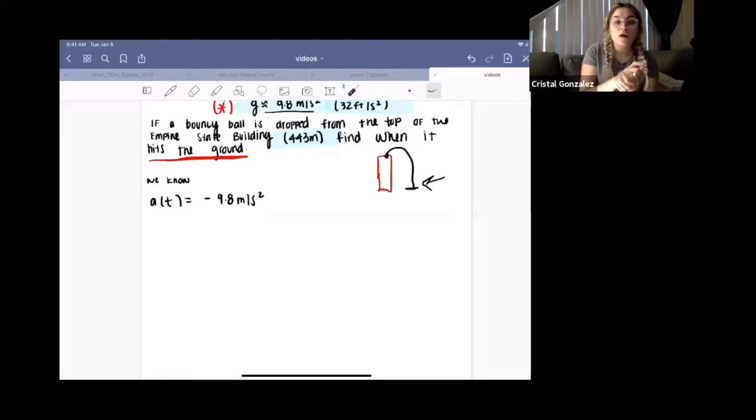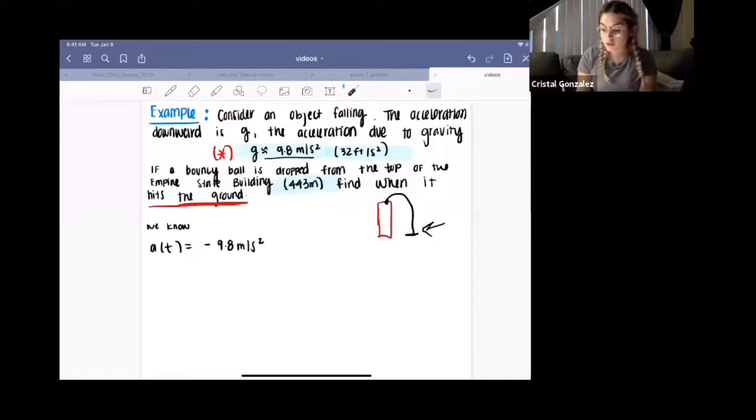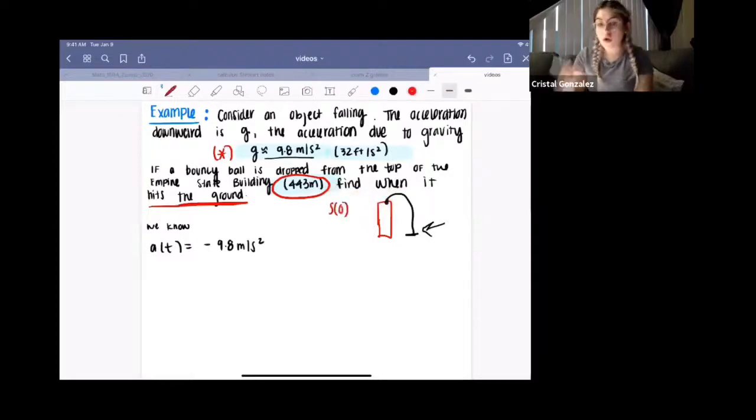Okay, so now let's figure out what else is going on with the problem. We know the initial conditions for this, actually. When they told us that the building is 443 meters high, they're telling us that this part here is 443 meters. So when we're first here at the ball, our initial condition for the position is this height right here. That tells us that S of 0, before we even throw the ball, is actually 443. So we have one initial condition.